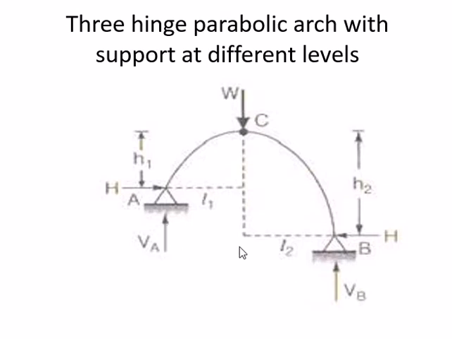Due to this level difference, the rise of the arch from the support to the crown point is also different. You know that any three hinge arch is divided into two parts. The first part is AC and the second part is CB. This is the rise of the arch, which is nothing but the vertical height of the support from the crown point. Here two different level supports are there, so the rise of the arch is also different.